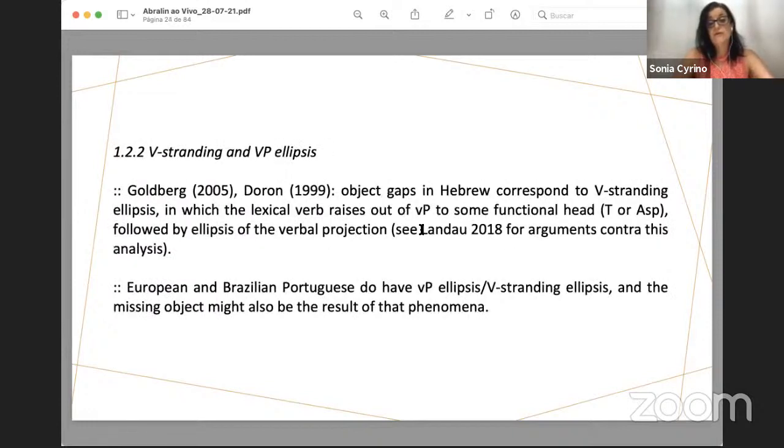There's also been the proposal of V-stranding and VP ellipses. For example, Goldberg and Doron say that object gaps in Hebrew correspond to V-stranding ellipses, in which the lexical verb raises out of VP to some functional projection, T or aspect, and then there's the ellipsis of the rest of the verbal projection. Landau 2018 is against this analysis. But this is not exactly a null object or a missing object, because if we look at European and Brazilian Portuguese, that does have VP ellipses or V-stranding ellipses, but also these languages have missing objects, which may be even the result of this construction, but it's also a different phenomenon.